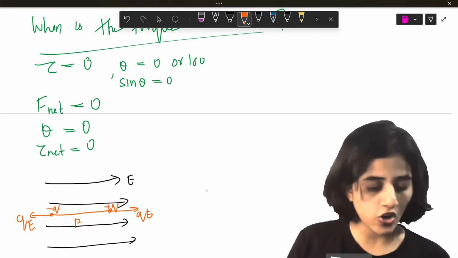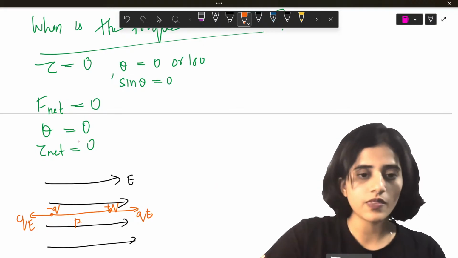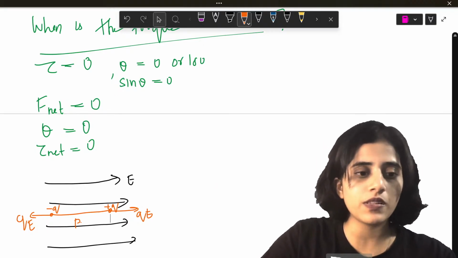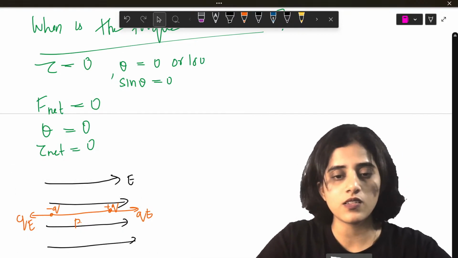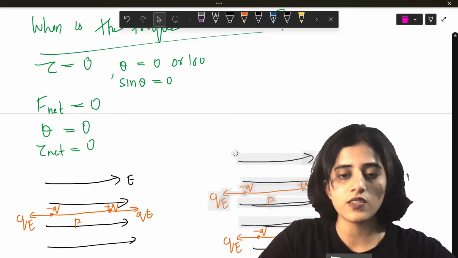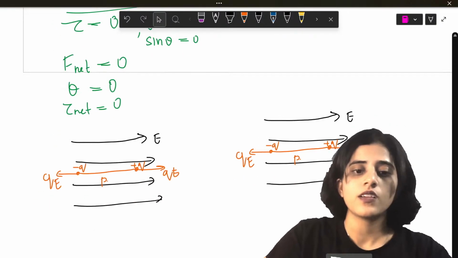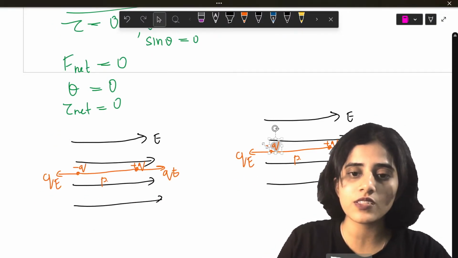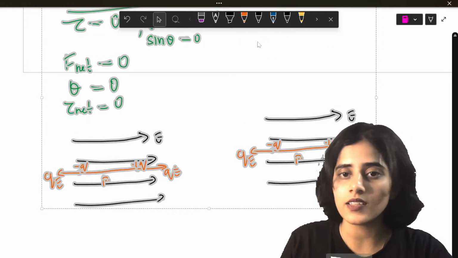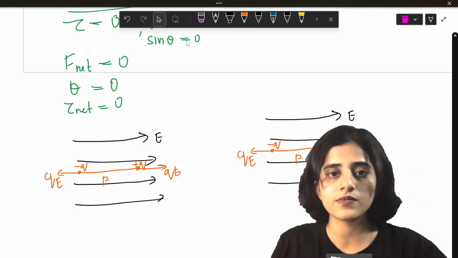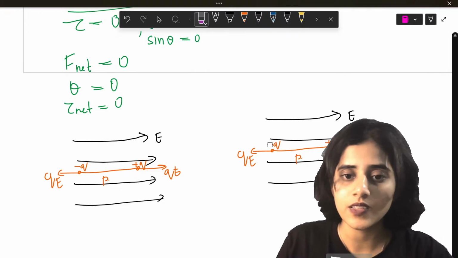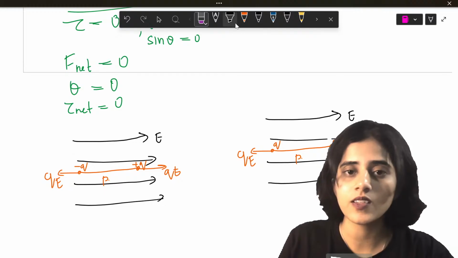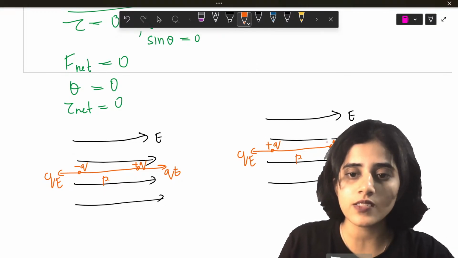Now, the same thing I can draw. Let me just copy this. Control C, Control V. Now, the only difference is going to be that this is going to be plus, and this is going to be minus.